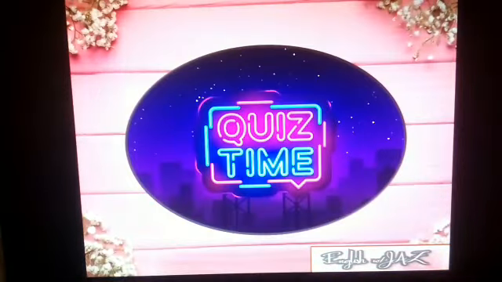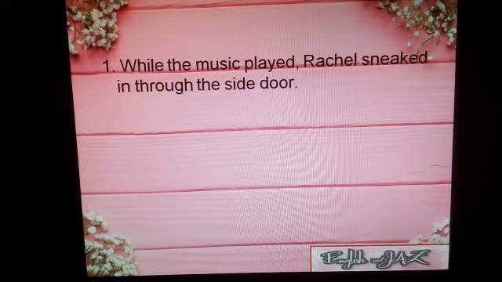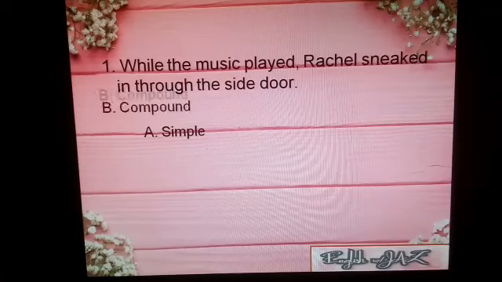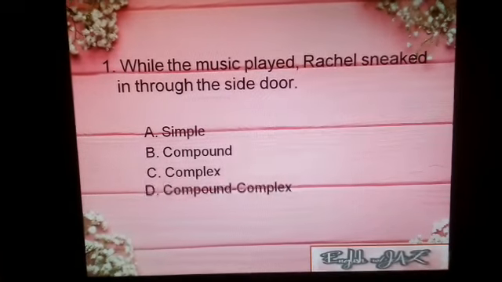Let's have now our quiz time. Let's try to answer and identify whether the sentences are simple, compound, complex, or compound complex. Let us start with number 1. While the music played, Rachel sneaked in through the side door. So, what is this sentence? Simple, compound, complex, or compound complex?